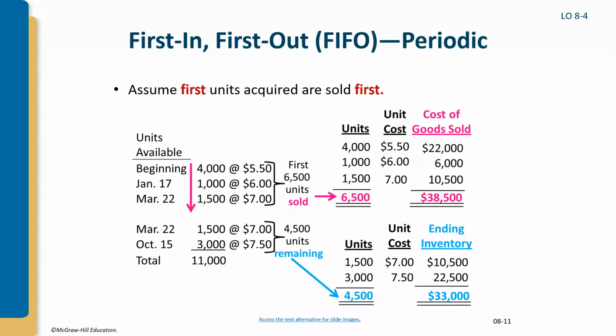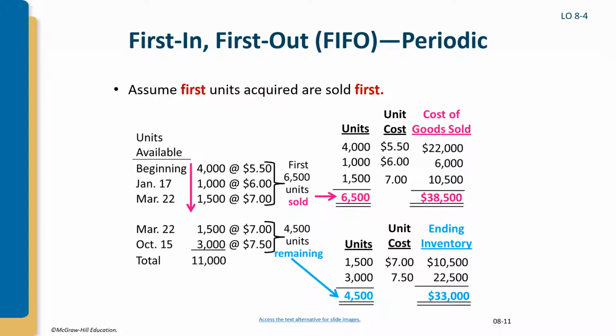Okay, the first purchase was made on the 17th, then the 17th, then the 22nd, and then the 15th. Okay, so that's what we do first.